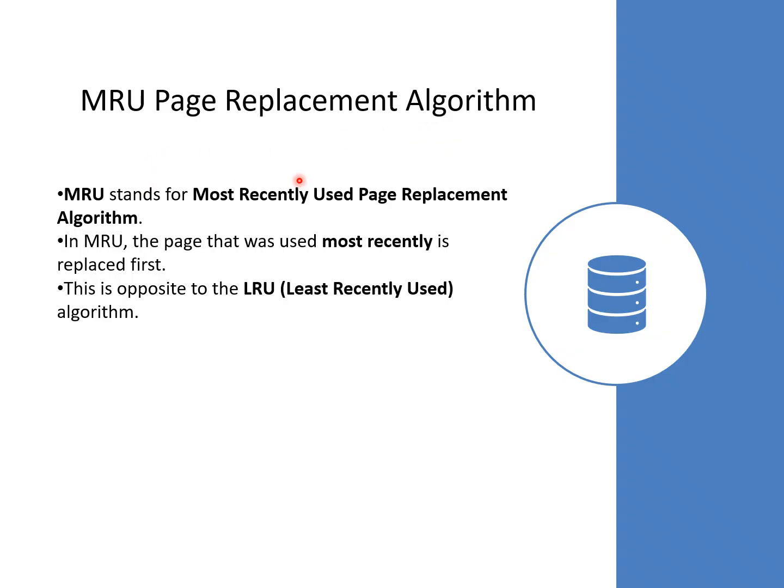So MRU stands for most recently used page replacement algorithm. In MRU, the page that was most recently used is replaced first, and this page replacement algorithm is opposite to the least recently used algorithm. MRU assumes the page used very recently may not be needed again immediately. This approach works well in certain situations where older pages are more likely to be reused.